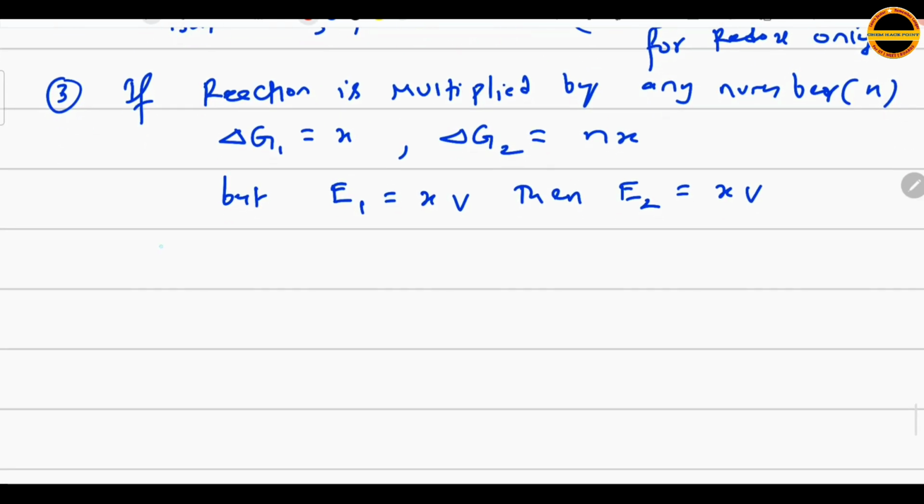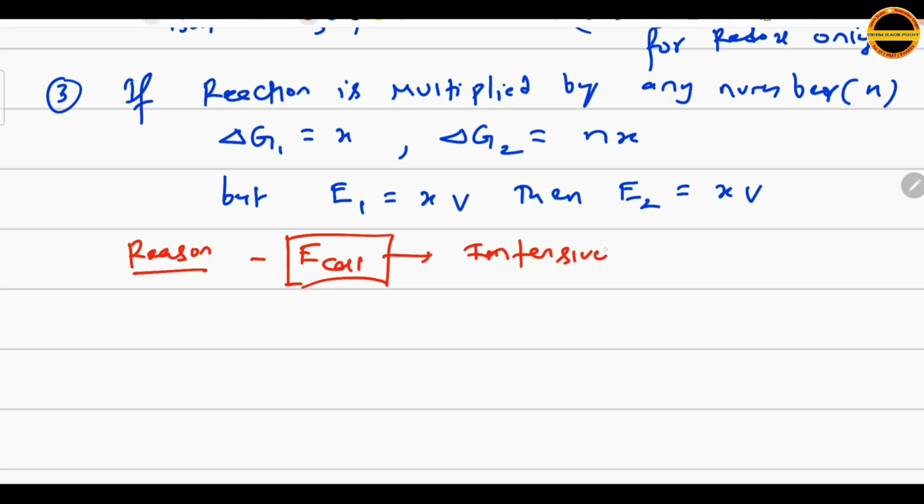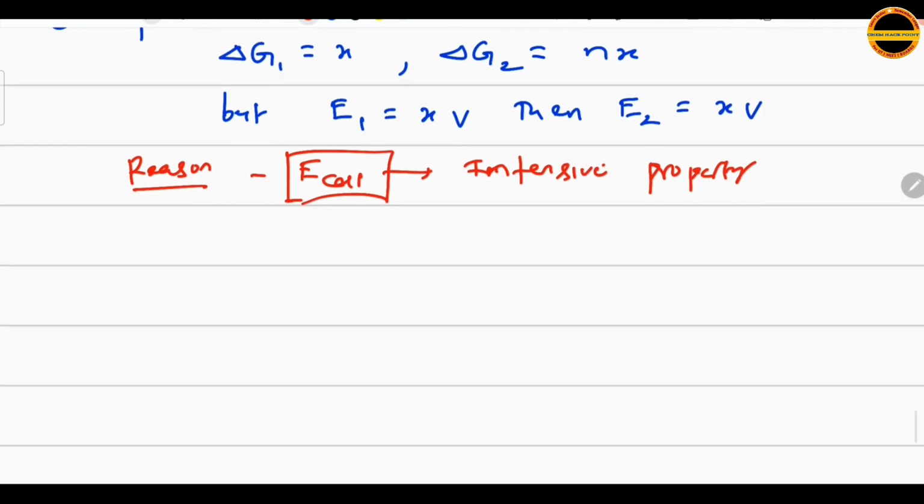The reason why we show E differently: E cell is an intensive property. What is an intensive property? One which is independent of mass, which will not depend upon mass. Whereas delta G, which gives free energy, is an extensive property, which depends upon the mass or size of the system. That is the reason we write these two properties differently.